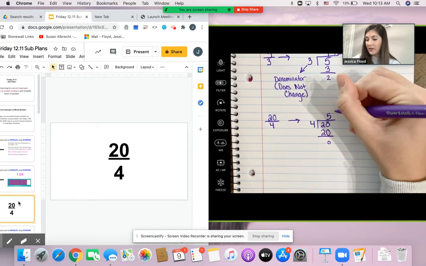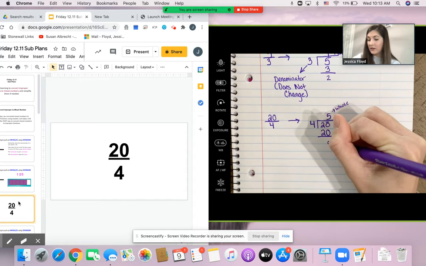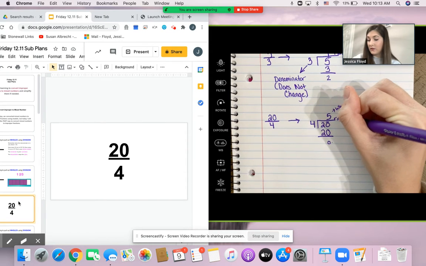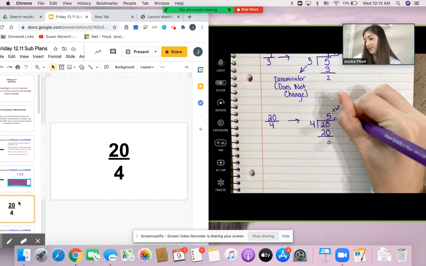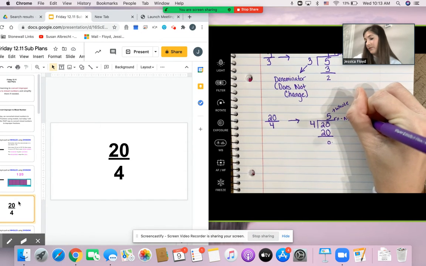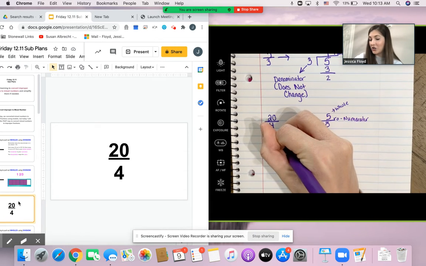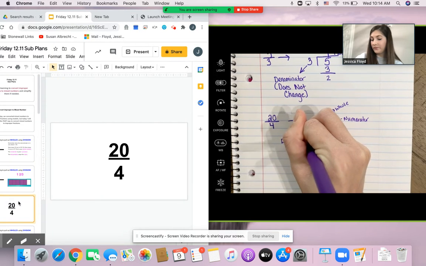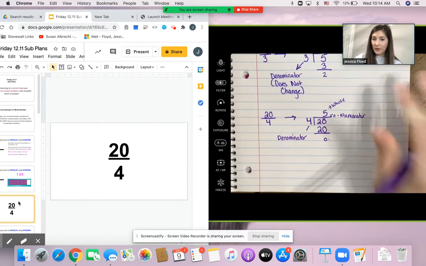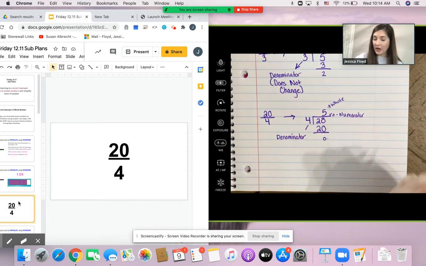So remember, this is my whole. This is my numerator. And this is my denominator, and it does not change. So we can write this. We can put all of our pieces together, okay?